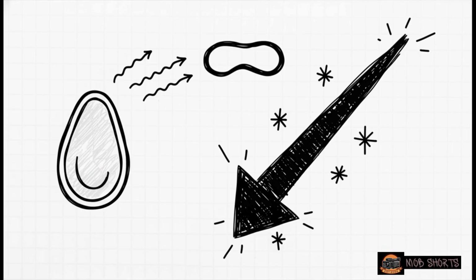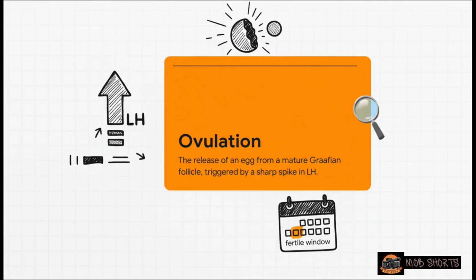Now we're getting to about day 14, the halfway point, and this is where the real action happens. All that estrogen that's been building up from the growing follicle sends a message back to mission control, the pituitary gland. And that message triggers a massive surge of another hormone, LH, or luteinizing hormone. And this huge spike in LH is the direct trigger for ovulation. It's like the starting gun. It causes that fully mature follicle, which we now call a Graafian follicle, to literally burst open and release the egg. This moment right here is the most fertile time in the whole cycle.